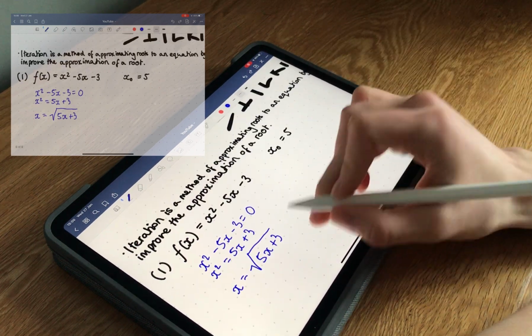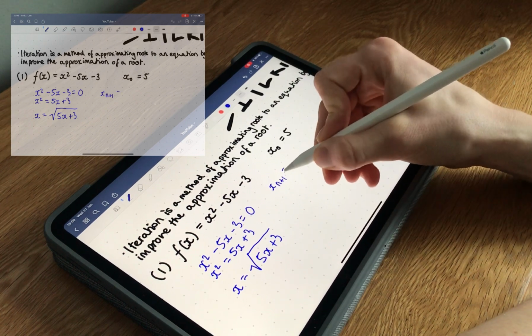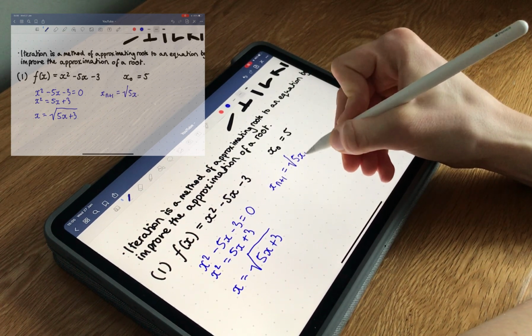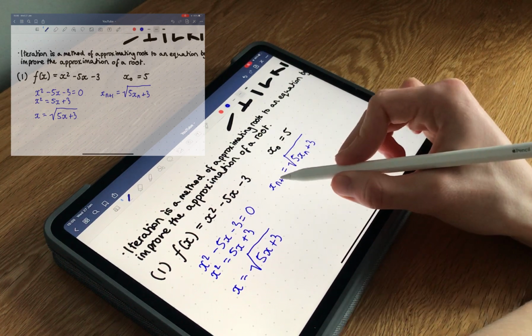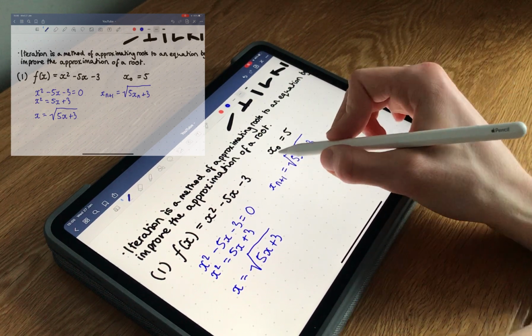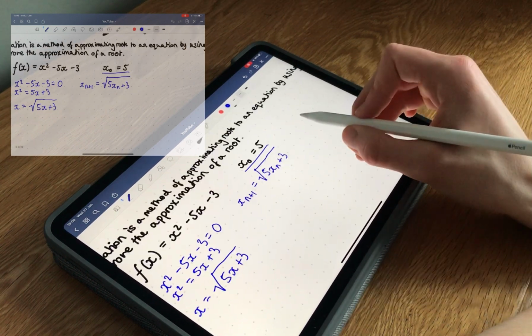So back to this question. We're going to write this formula here like so: x_{n+1} is equal to root of 5x_n plus 3. That's because we're going to put in a value here, and our answer will be the next value that we put in. And that's why in the question we've been given this x0 equals 5, because that's the value we're going to start with.